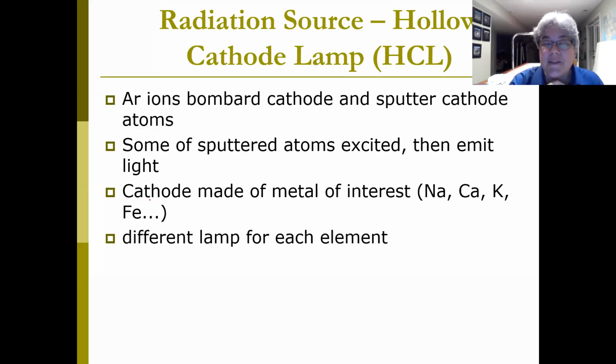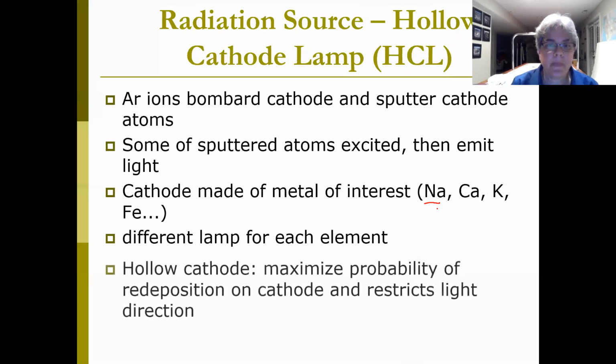So remember, I said that AAS can only measure one element at a time. Okay? And there's two reasons for that. Here's the first reason. Every element needs a different source. If my source gives me the light to excite sodium, then I cannot use it for calcium or iron. So every element needs a different source.